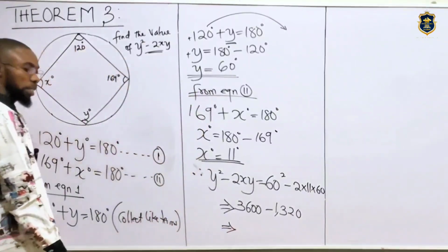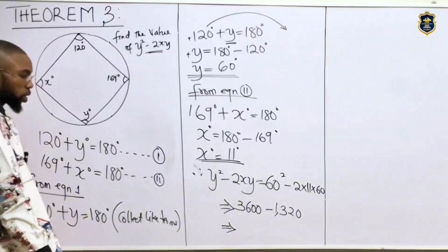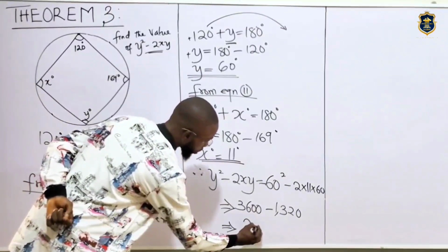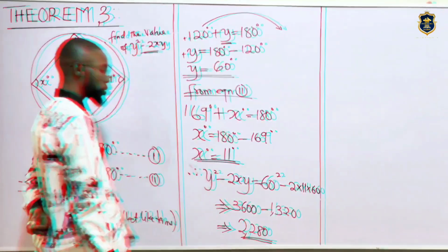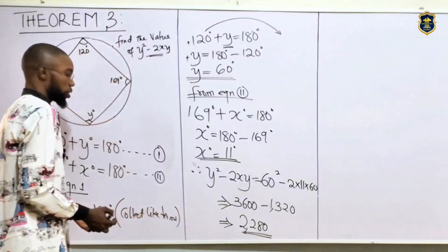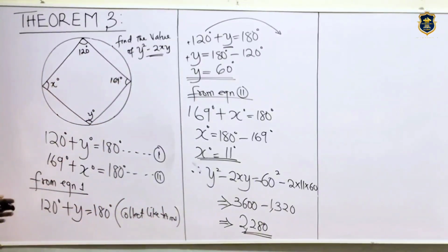We subtract 1,320 from 3,600. I believe we are going to have 2,280. Right? That's what we're going to have, 2,280. And you see how we're able to solve this simple equation from this circle theorem.